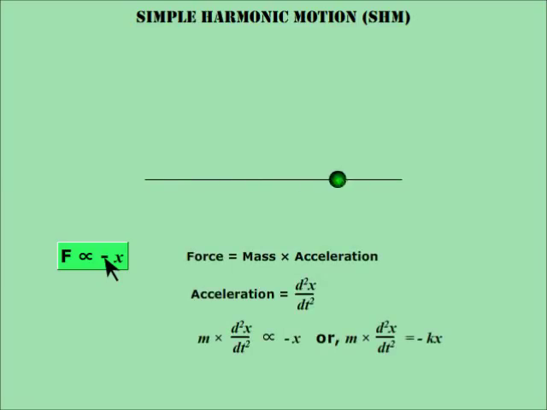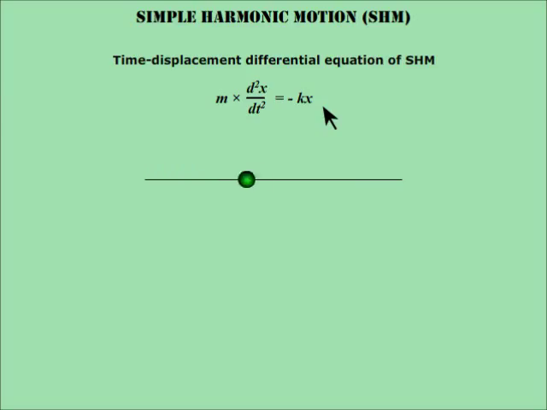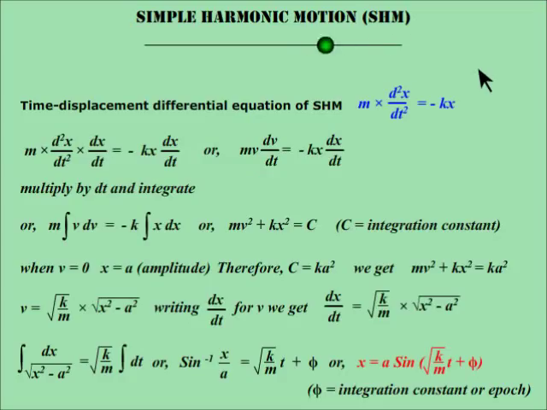Now force is equal to mass times acceleration, where acceleration is equal to second derivative of displacement x with respect to time. Let the proportionality constant be k. Then this is the time displacement differential equation for SHM, which is to be solved. We multiply the equation by dx/dt. We can also write this as dv/dt and dx/dt as v. Now we multiply by dt and integrate to get this relation where c is the integration constant.